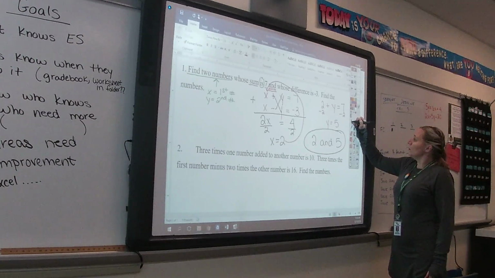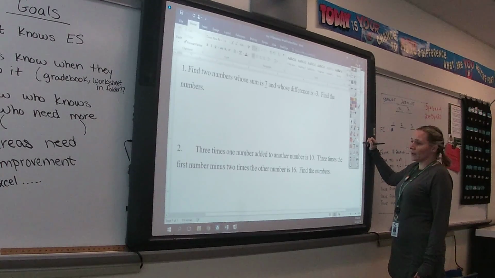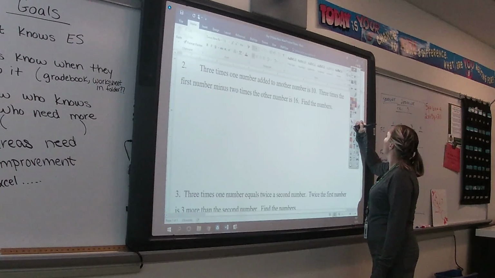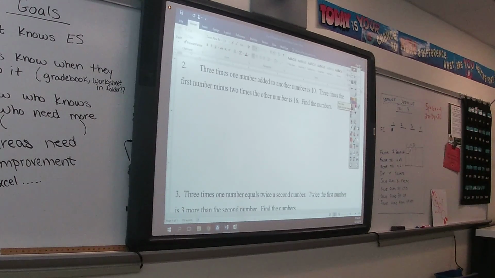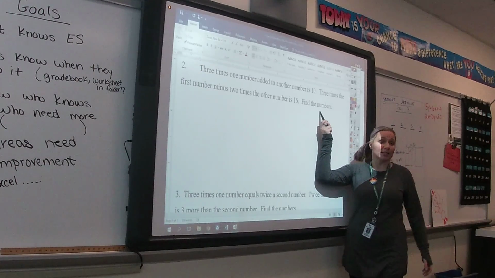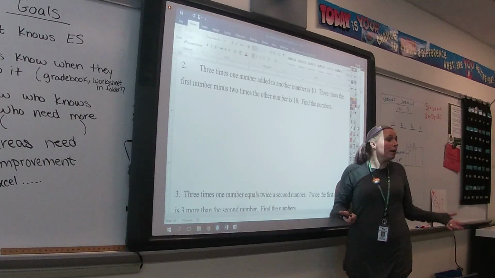So let's look at this next one. Again, a chunk at a time. Let's read the whole thing and make sure we know what we're looking for. 3 times one number added to another number is 10. 3 times the first number minus 2 times the other number is 16. You lost me with the second one. Right, so reading through that whole thing is like, okay, that's a lot. But it did tell us what the problem is asking us to find. Find the numbers. It's asking us to find two numbers.